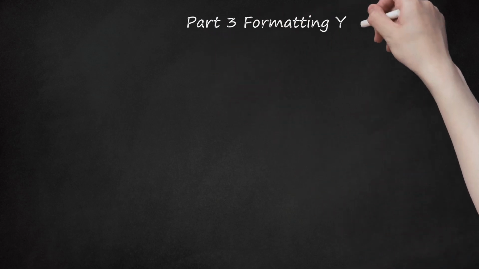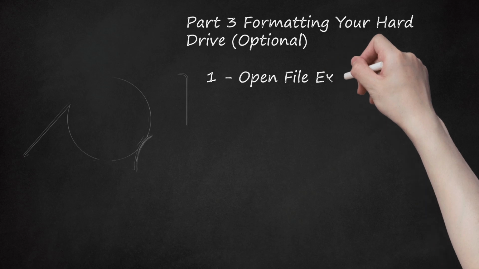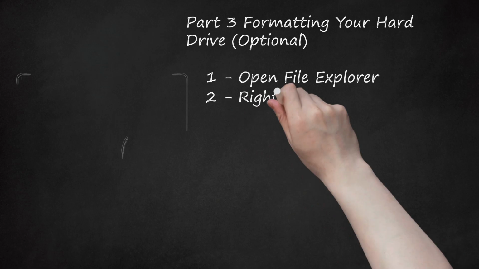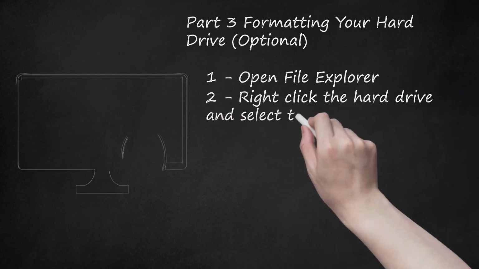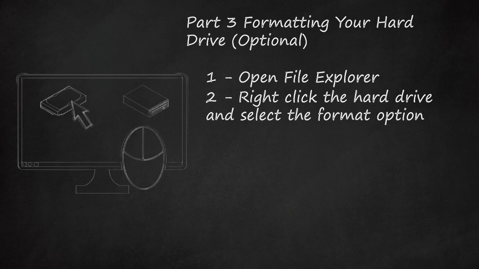Part 3: Formatting your hard drive, optional. 1. Open File Explorer. This can be done with right-clicking the Start button on the taskbar, or pressing the Windows key and the E key simultaneously. 2. Right-click the hard drive and select the Format option. This will begin the process of clearing all stored data from the drive and restoring it to factory settings.